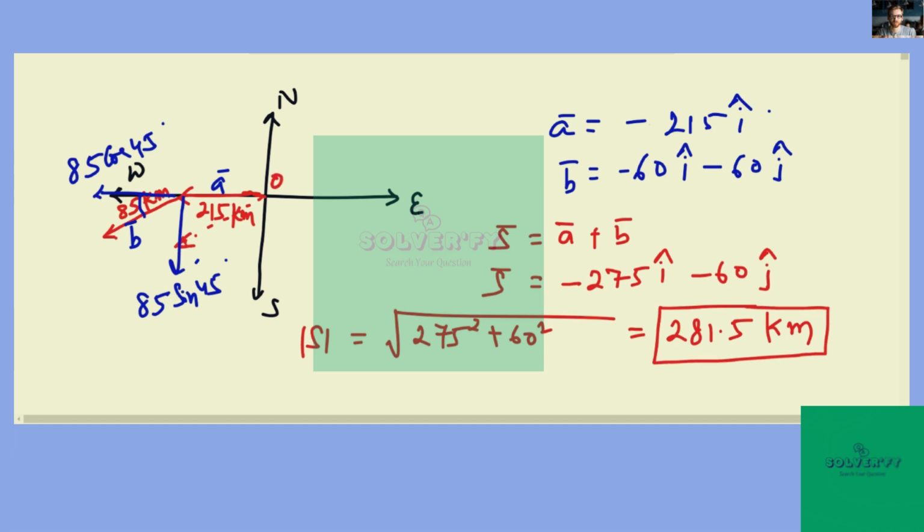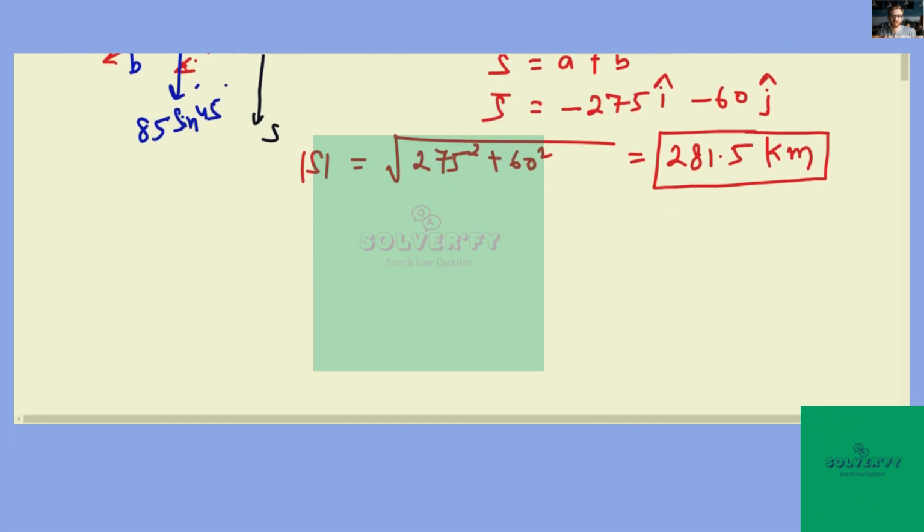And yes, we can get the direction of this displacement vector as well. To get the direction, we take the y component of the displacement and divide by the x component, and we take the tan inverse of that. So when we divide 60 by 275 and take the tan inverse of this, we get the angle here as 12.31 degrees.